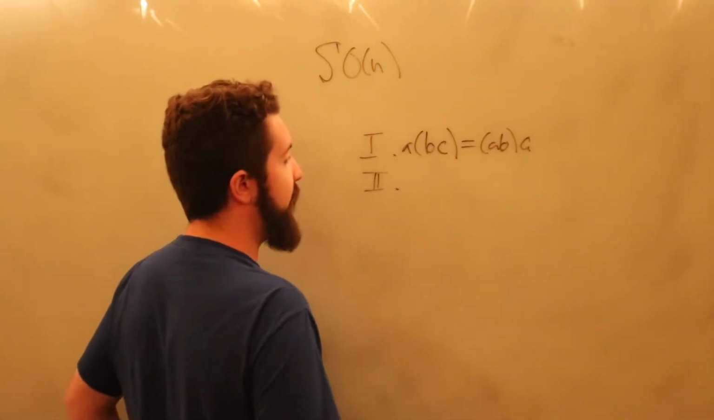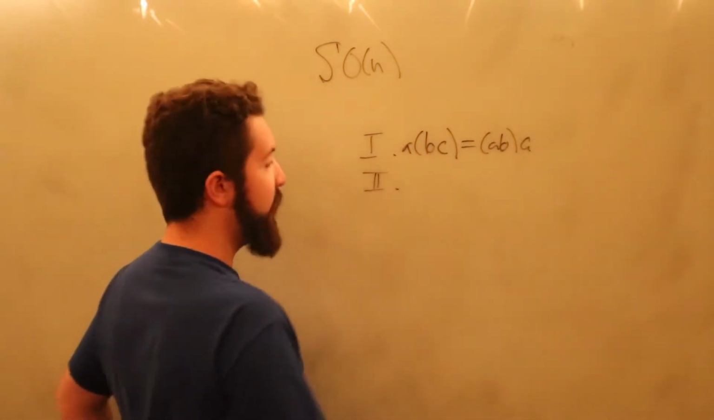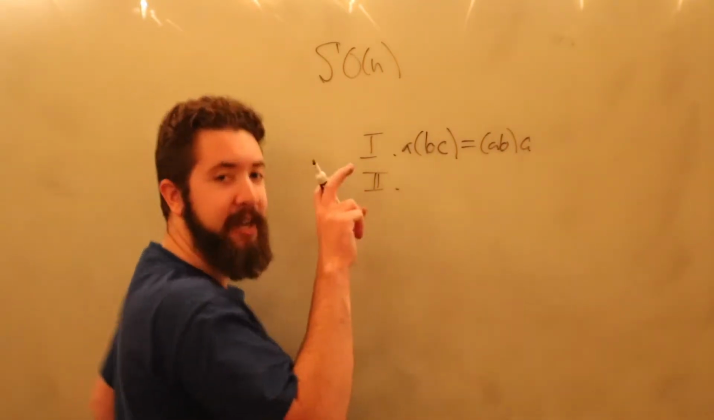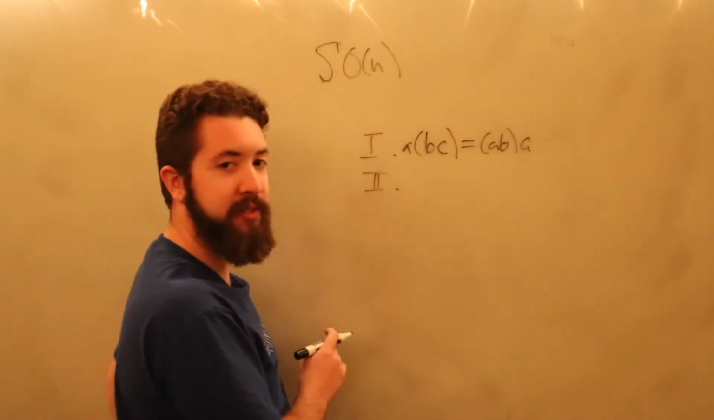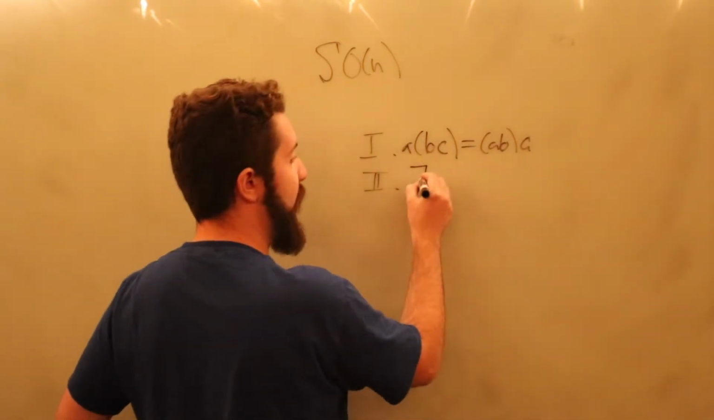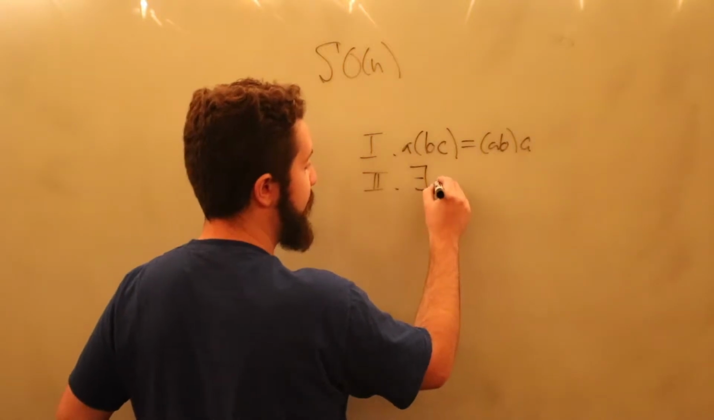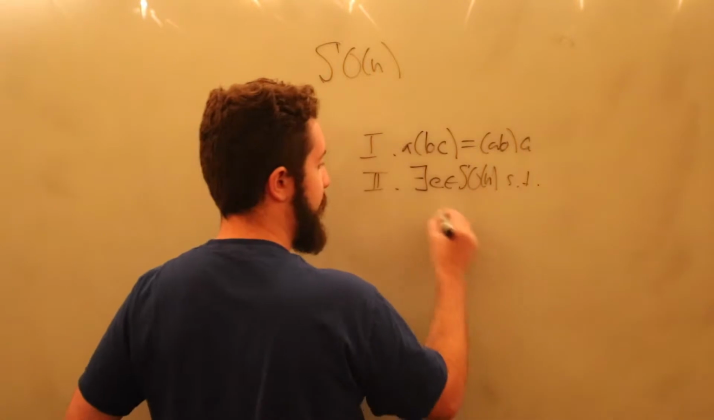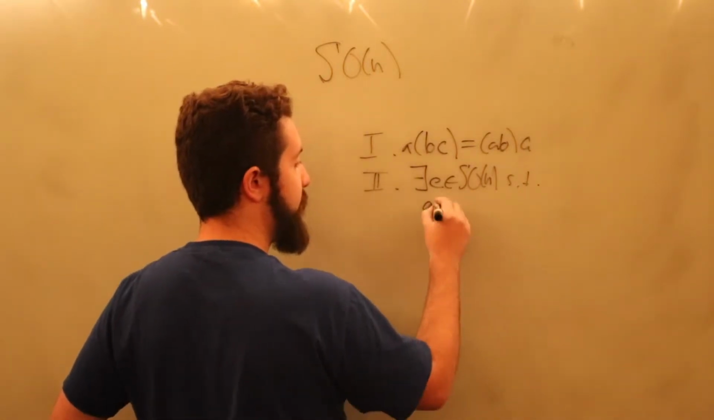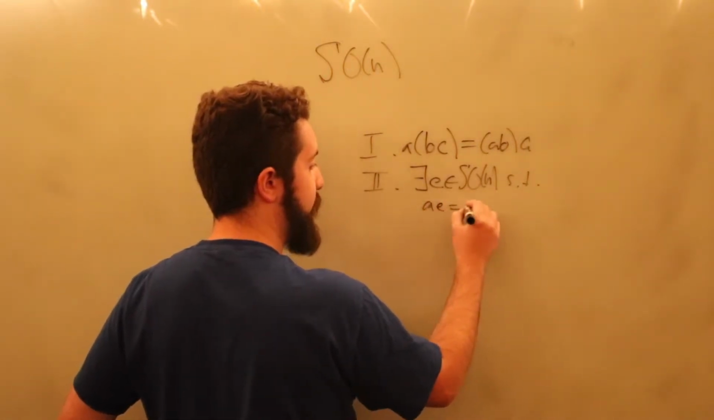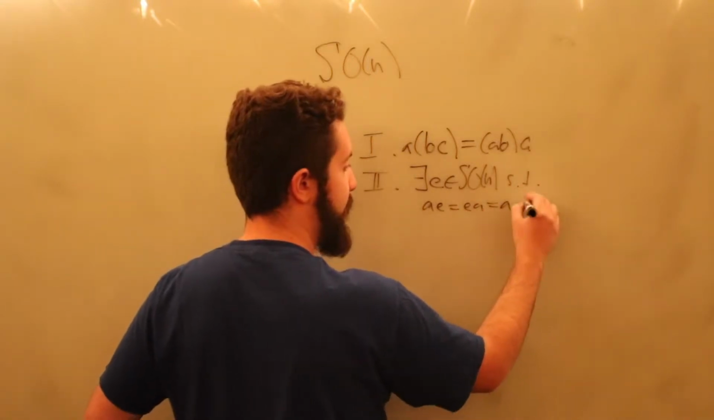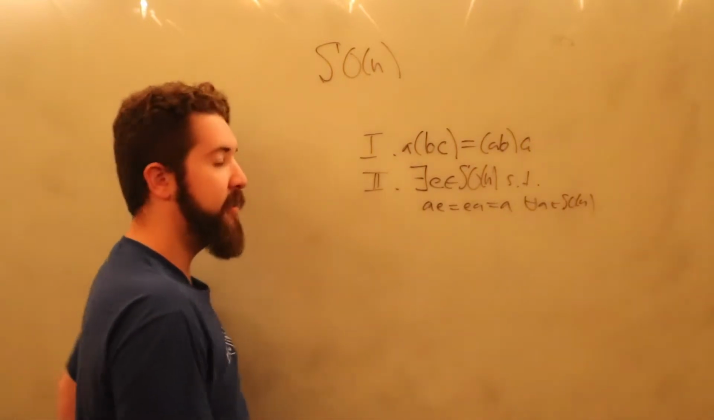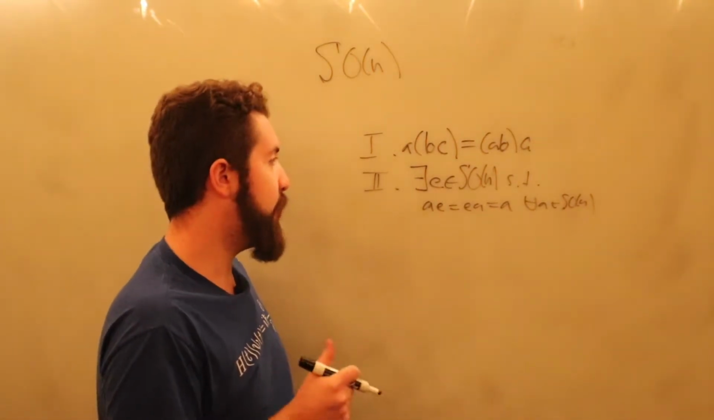A second property is that there is an identity, which is to say that you can do nothing. You cannot rotate it, and that action of doing nothing is part of this group. So we would write there exists, we'll just say E in SO(n), such that A times E equals E times A equals A for all A in SO(n). This is just a fancy way of saying doing nothing is part of the group.